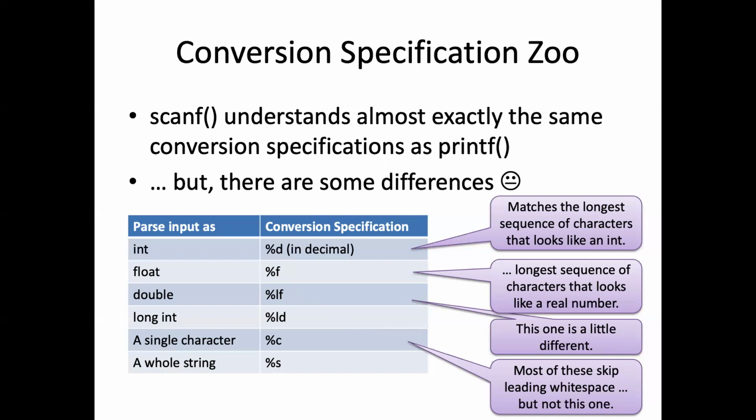It will read the next sequence of non-space characters if you ask it to read %s. Almost all of these automatically skip white space. So if you say read %d and the user enters some extra white space, or they hit new line a couple of times, it'll automatically skip the white space looking for the next decimal integer. I said almost all of these automatically skip white space except this one right here. If you say to read a character with %c, you'll get whatever the next character is, even if it happens to be a space character.